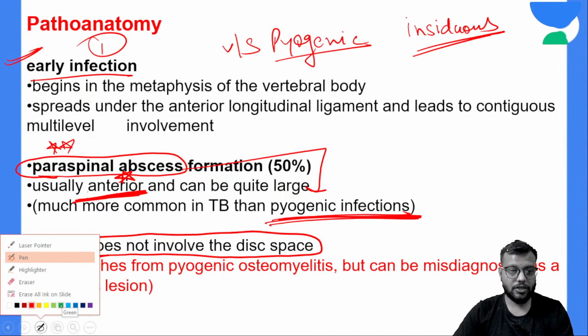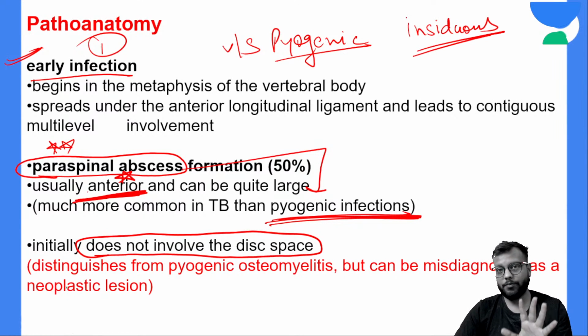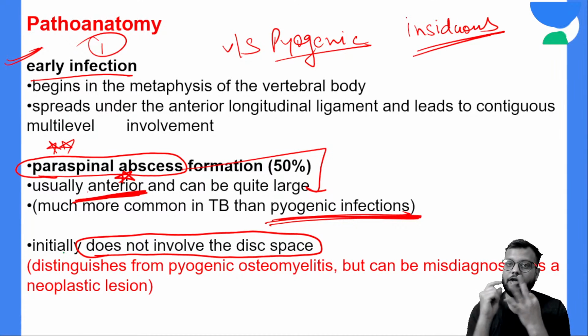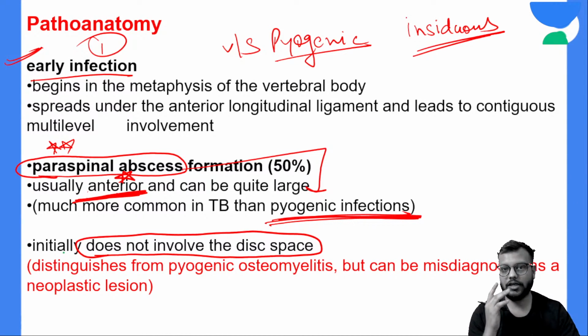So from this slide you have three important takeaways. First is your differentiation between pyogenic osteomyelitis of the vertebral column and tuberculosis. In tuberculosis, onset will be insidious, the disc will not be involved in the early phase, and paraspinal abscesses will occur in only 50% of cases of tuberculosis of the spine.